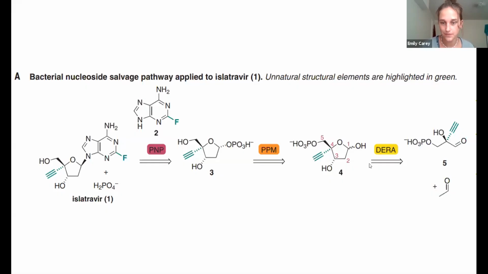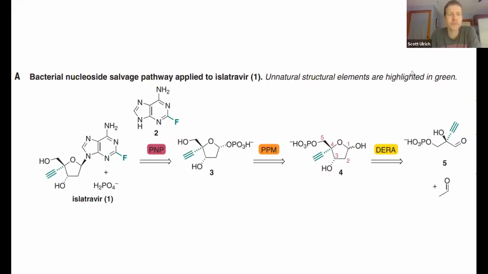There's just the last reaction to make islatravir. Yeah. Okay, so just to fully reiterate, these two combine using the DERA, which is going to make this, and then the phosphate and the hydroxyl are basically going to switch using the PPM, and then the phosphate here is going to be replaced on the opposite face with this nucleobase using the PNP, and then that's going to make islatravir with phosphate just floating around.